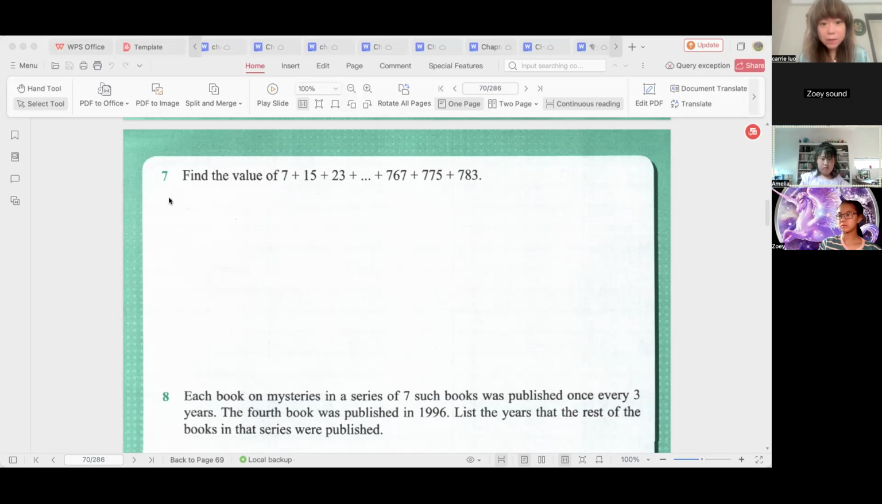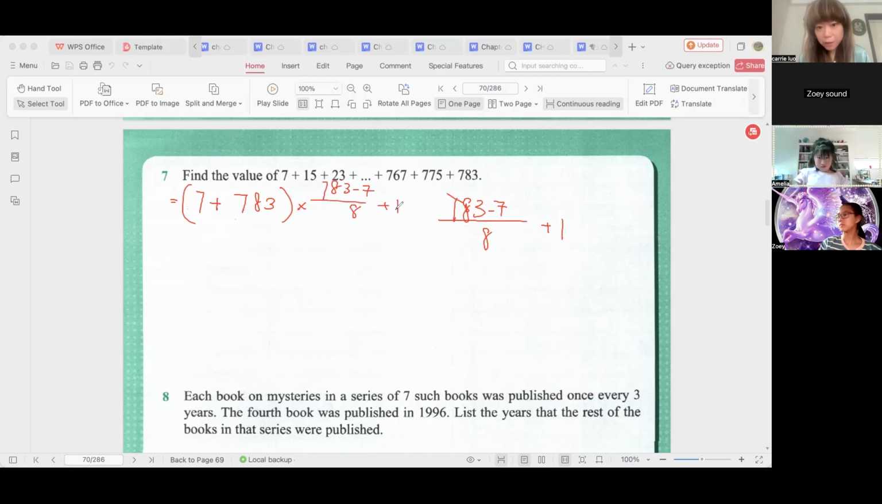So let's take a look at this one. Find the value of 7 plus 15 plus 23 plus all the way to 783, right? We have 7, the first one plus the last one. But how many terms are there? We don't know. So how do we do it? 783 minus 7 divided by 8 plus 1. And we can just use this one here.